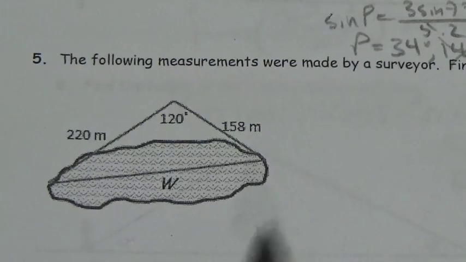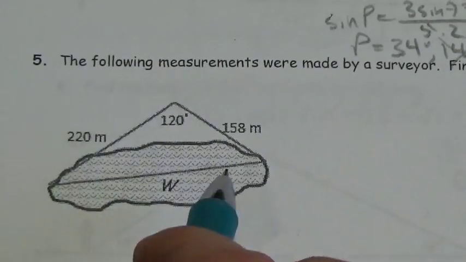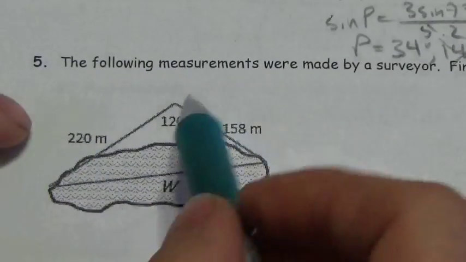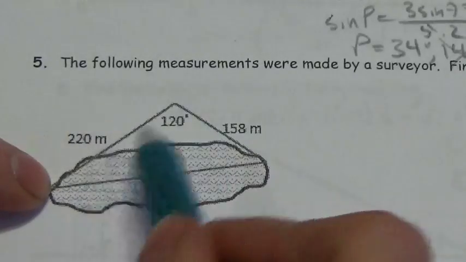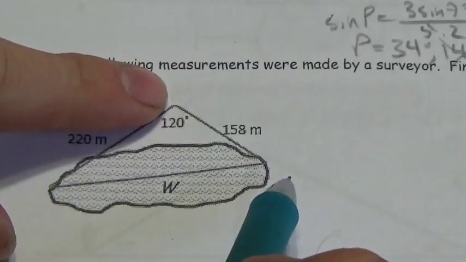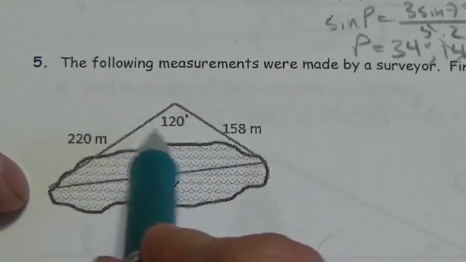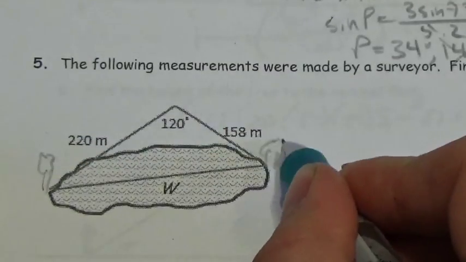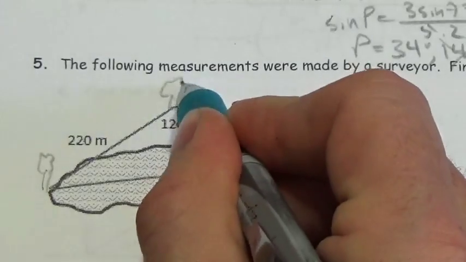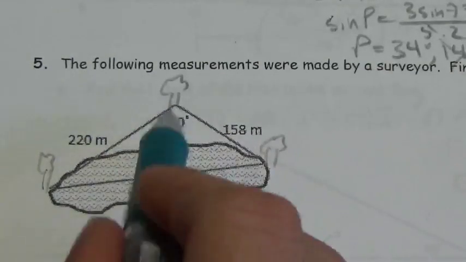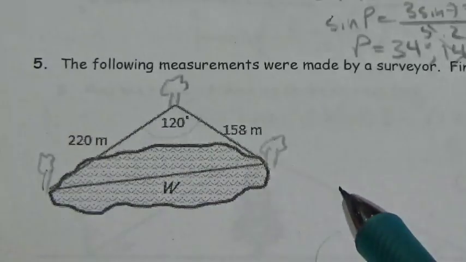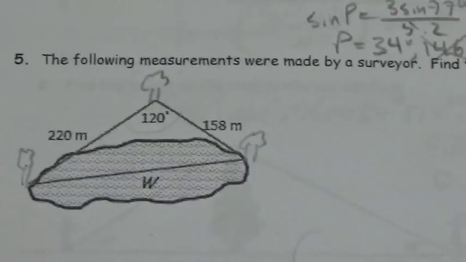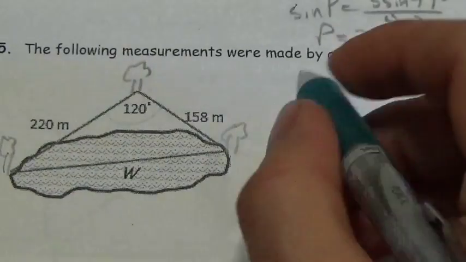Okay, in this case here, when we take a look at this application here, it's actually pretty straightforward. We can see the following measurements made by a surveyor. He's looking at the side here. He's already measured this out to be 220. He's measured this out to be 150. He can measure this angle here. Maybe he's looking at trees here. He's got a tree here at the side of this lake, and then he's standing at this tree right here. He's measured those distances. He knows this is 120 degrees. We want to find the width of the pond. Okay, well, that's just the side opposite that angle.